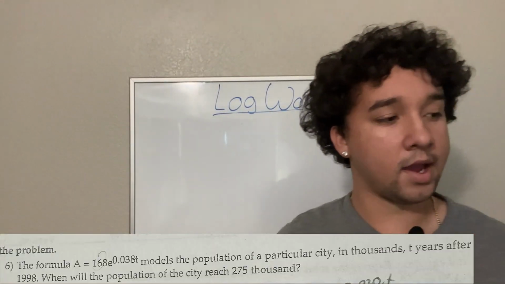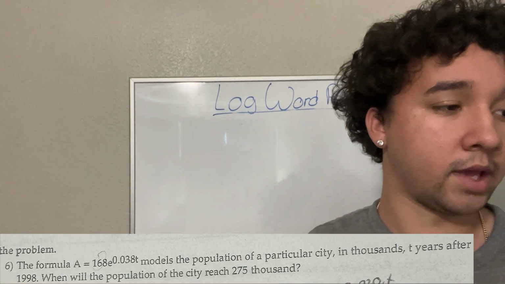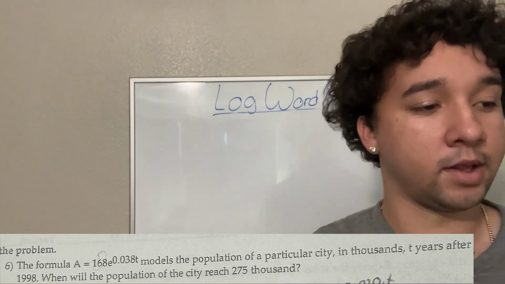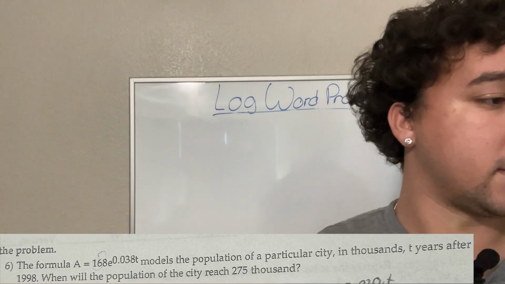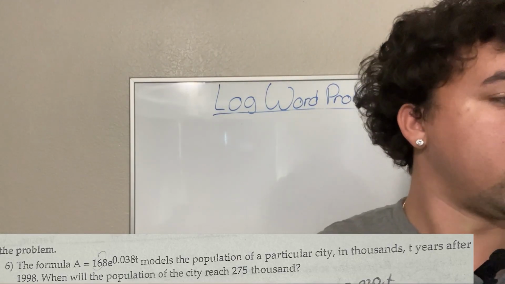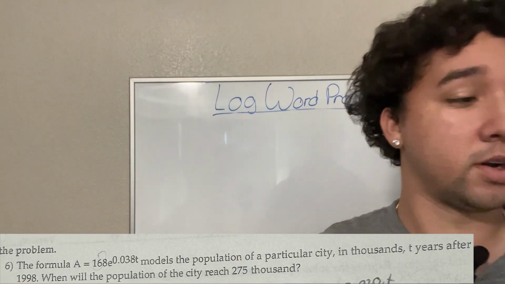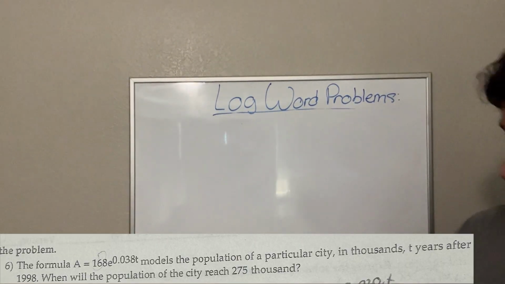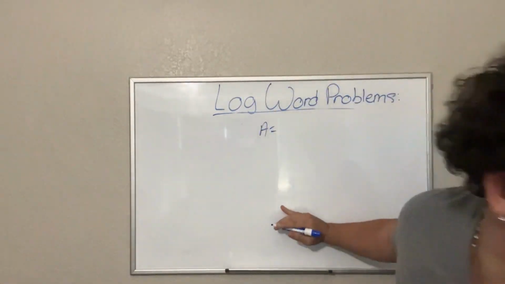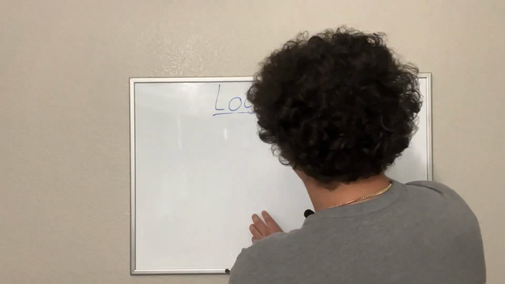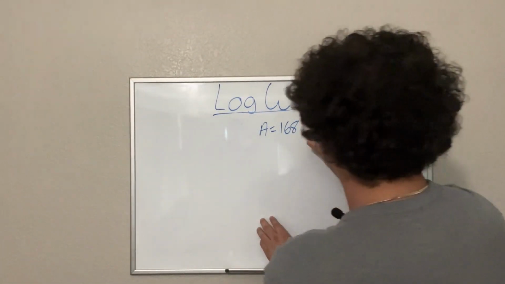The formula A equals 168e raised to the 0.038t models the population of a particular city in thousands, t years after 1998. When will the population of the city reach 275,000? Okay, so we're given A equals 168e to the 0.038t.